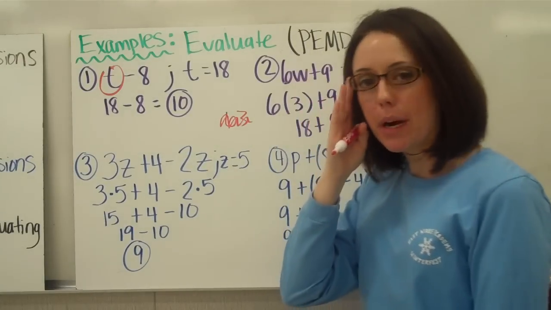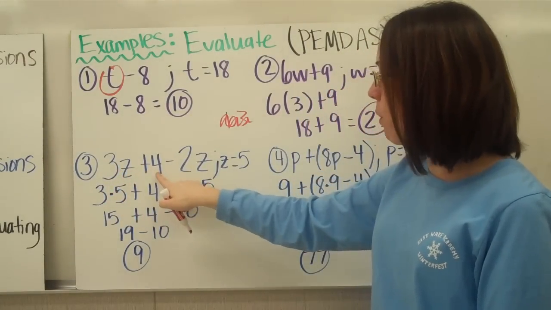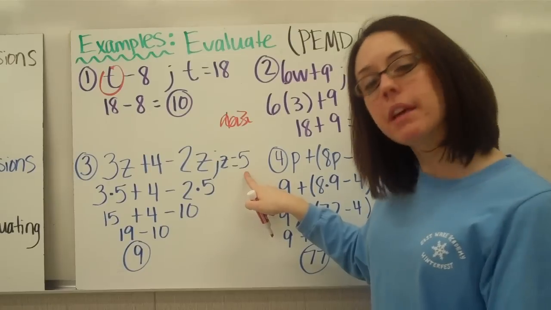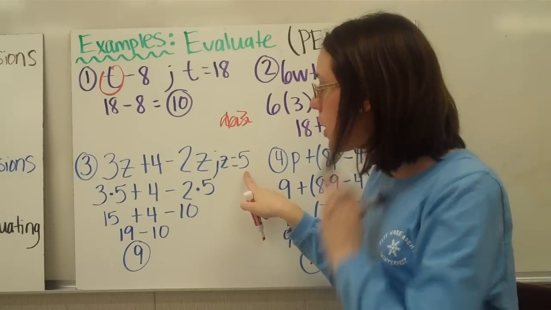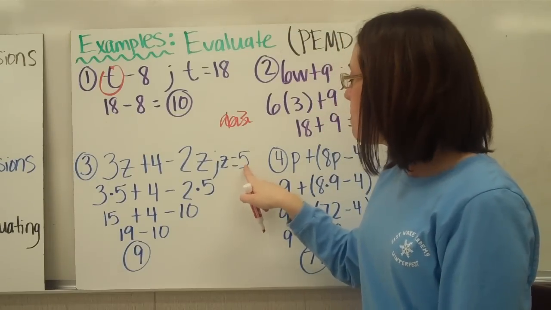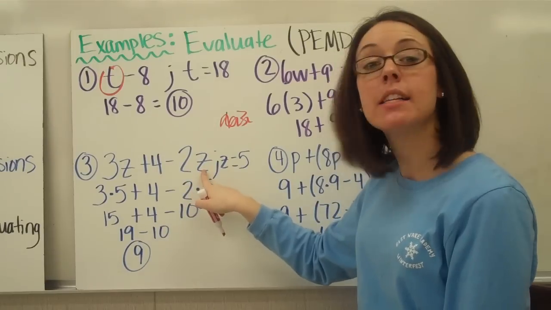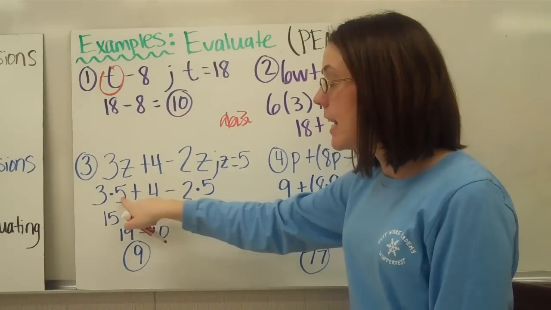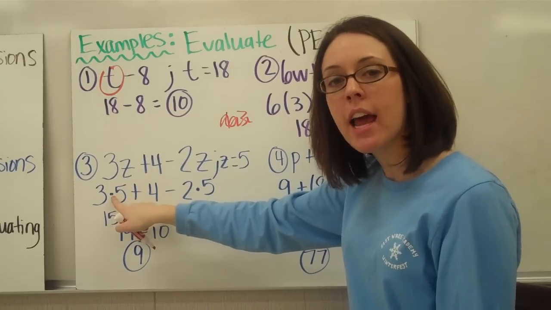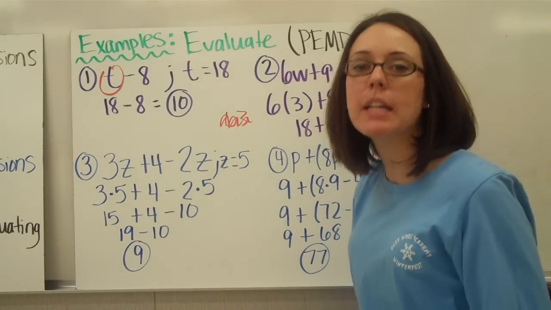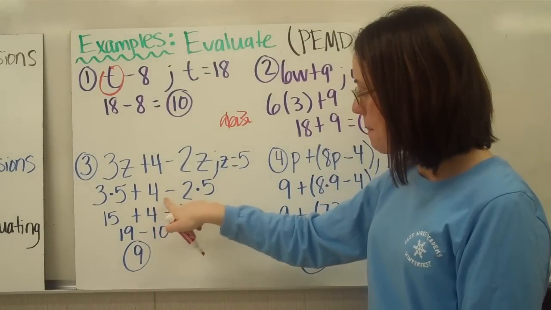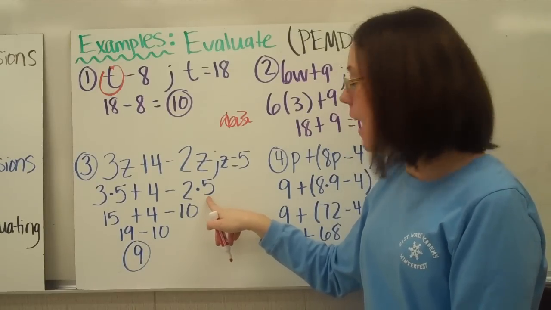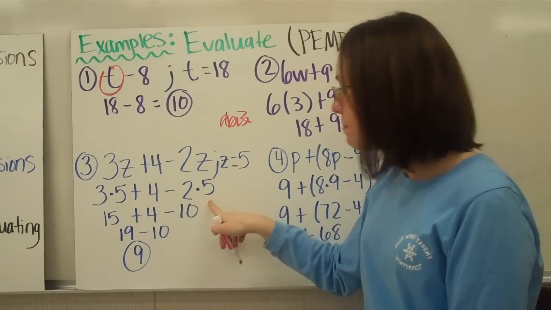Next example, number 3. 3z plus 4 minus 2z when z equals 5. I'm giving you that z is 5. So we're going to substitute. We put 5 everywhere we see a z, even if there's more than one. 3 times 5. Again, here I use the multiplication symbol, the dot, as opposed to parentheses, but it still means multiply. Plus 4 minus 2 times 5. Why did I plug in 5? Because that is what z is.